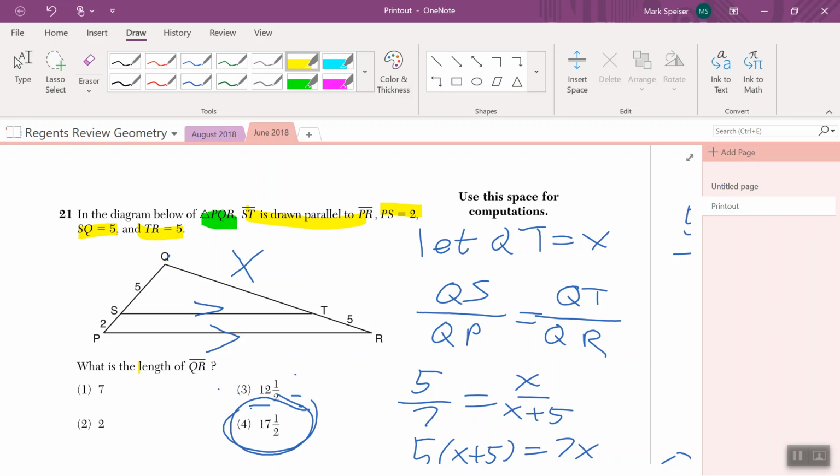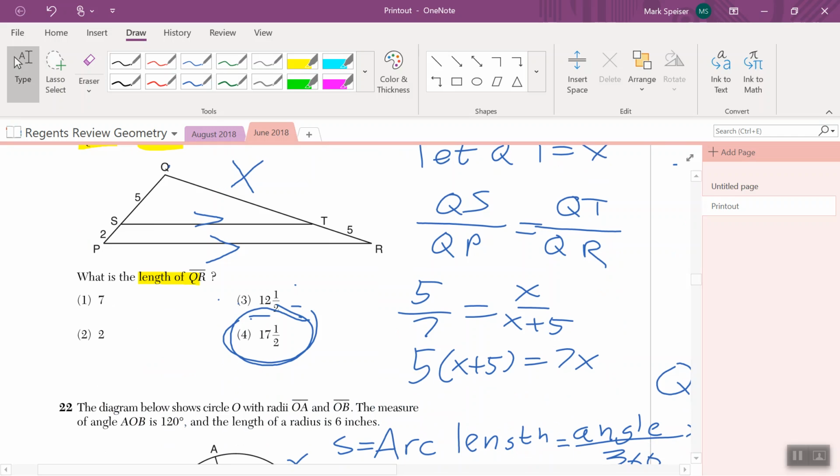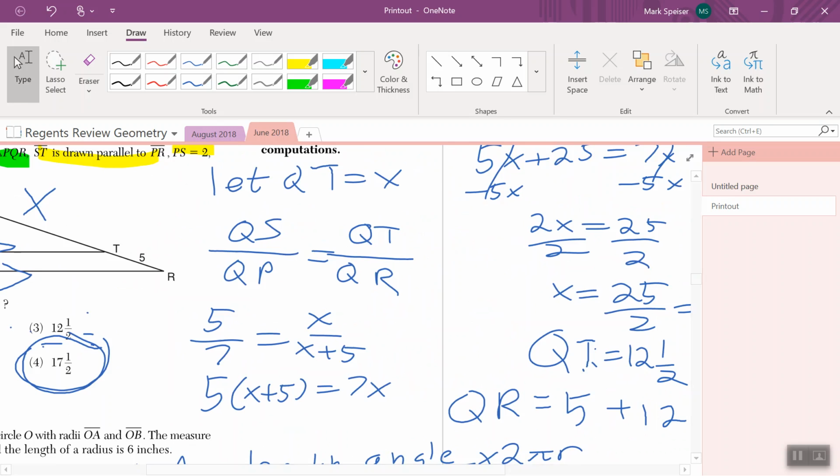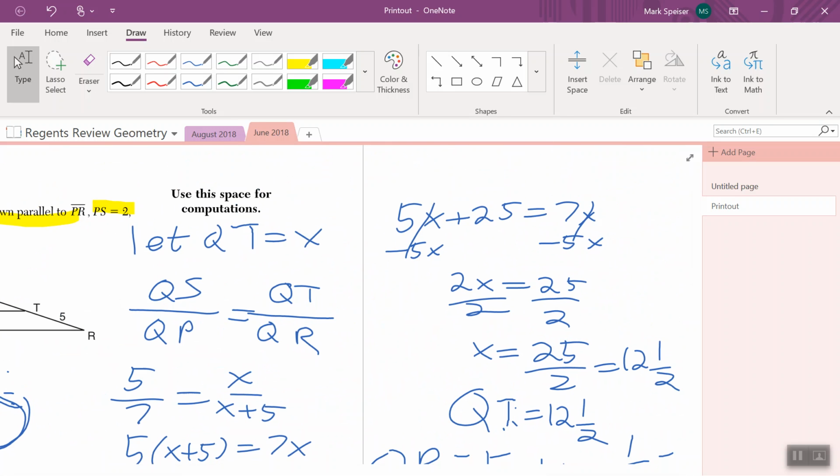So you let the segment QT equal x. Your ratio is QS, which is a part, over QP, which is a whole. So it's 5 over 7. And then you do QT, which is x, over the whole of QR, which is x plus 5. 5 over 7 equals x over x plus 5. 5 times x plus 5 equals 7x. 5x plus 25 equals 7x. Subtract 5x on both sides. You get 2x equals 25. Then you divide by 2.